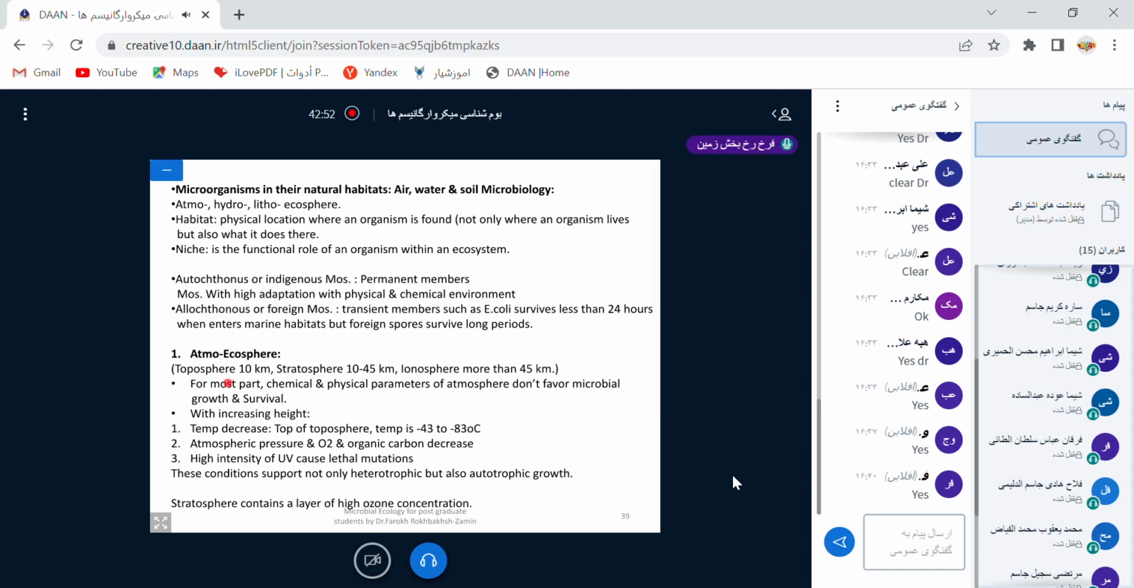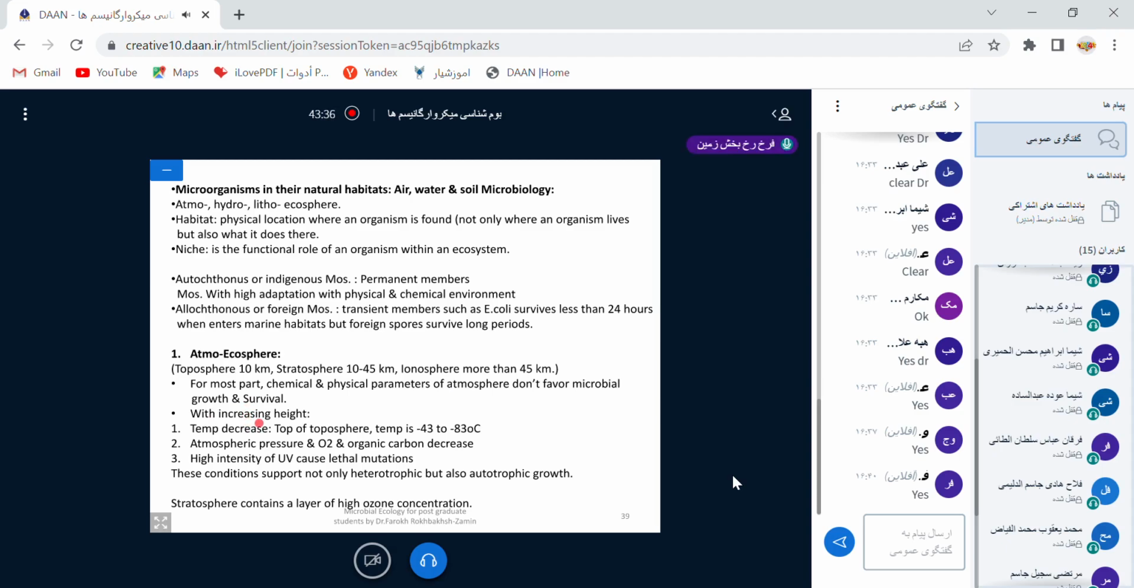Atmosphere consists of three parts. One part is troposphere, from land to 10 kilometers. We call it troposphere. Then stratosphere from 10 to 45 kilometers, then ionosphere, which is more than 45 kilometers. For most parts, chemical and physical parameters of atmosphere don't favor any microbes, don't favor microbial growth and survival.